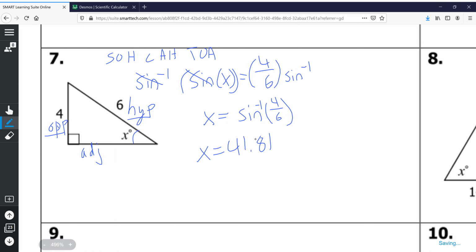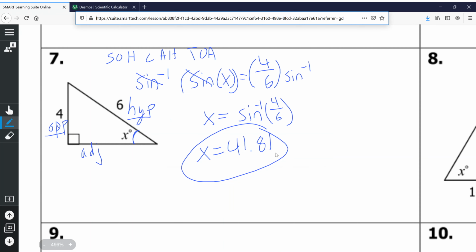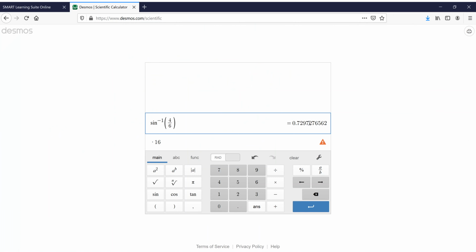Now here's the thing, this makes sense. This is a good amount of degrees, right? It seems pretty good. Now if you're in radians and you get this, does it make sense to have an angle that's 0.72? No, that would be a really small angle. Don't freak out, you probably need to change it to degrees. And there you go. That's your answer.